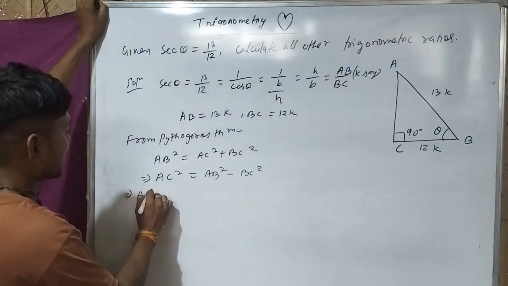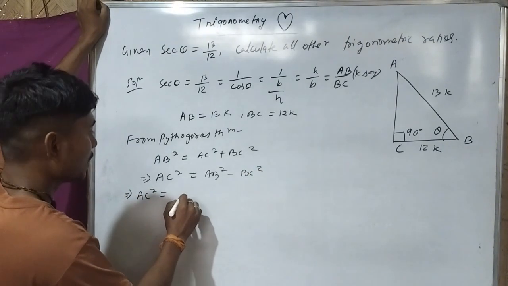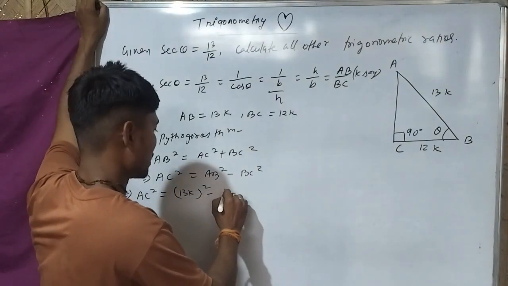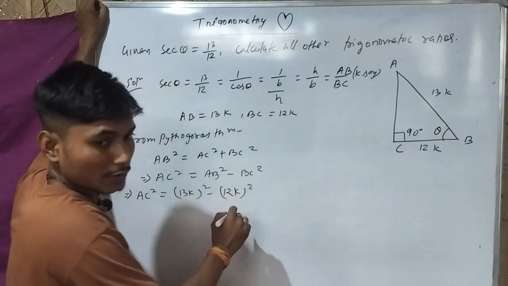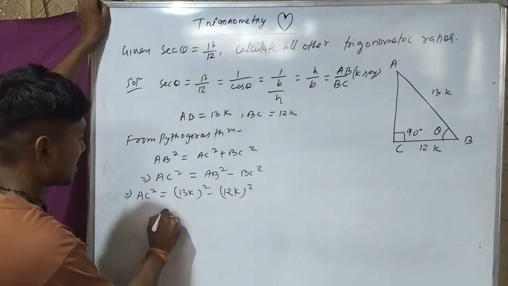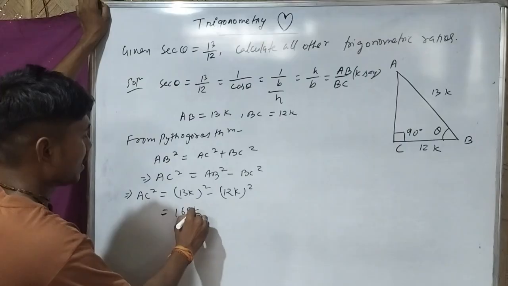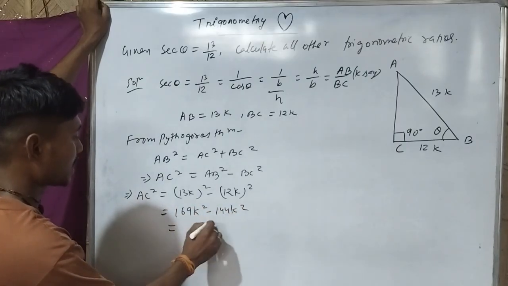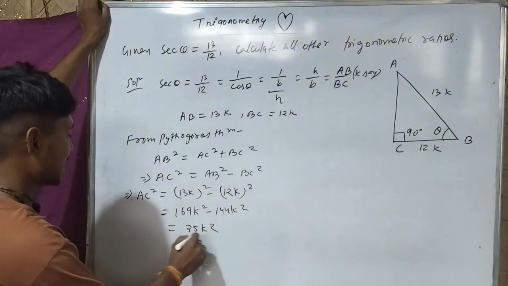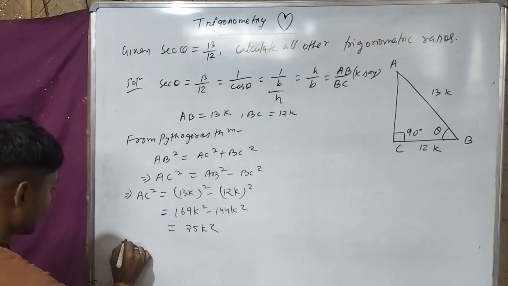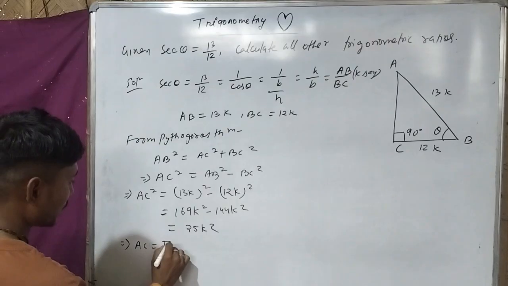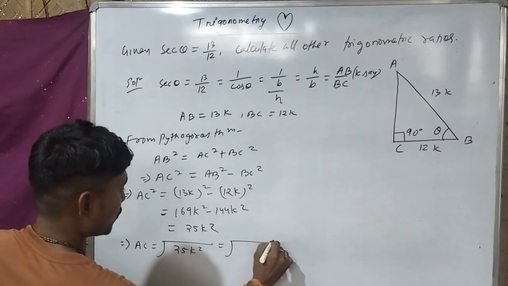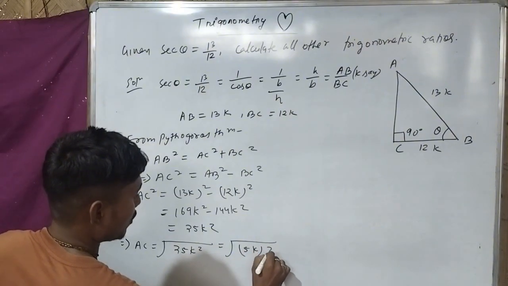So AC square. What is AB? AB is 13k square minus BC is 12k square. So what is 13 whole square? 169k square minus 144k square. 169 minus 144 is 25k square. If you take AC, it will be root over 25k square, that is root over 5k whole square.